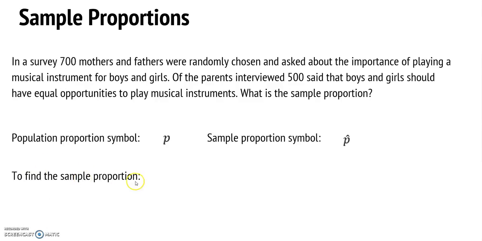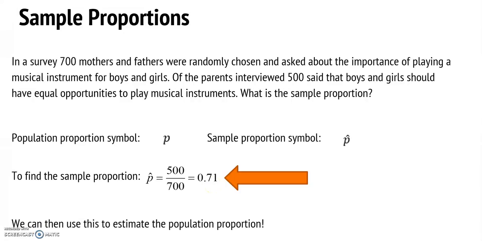To find the sample proportion, or P hat, what you're going to do is take the total number in the sample, which is 700, and the numerator is going to be the number of people that answered the question in the direction you were looking. So we were checking to see how many say that boys and girls should have equal opportunities to play musical instruments. 500 people answered yes to that question, so that's what goes in the numerator. And you always want to make sure that you simplify and find your decimal answer. So your decimal answer here is going to be 0.71.